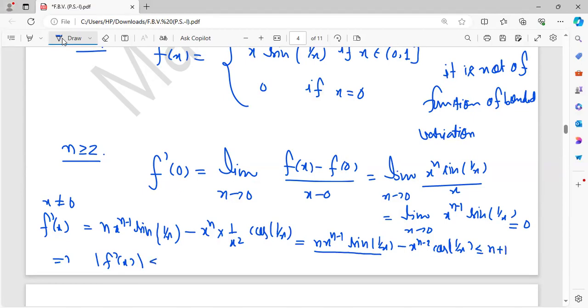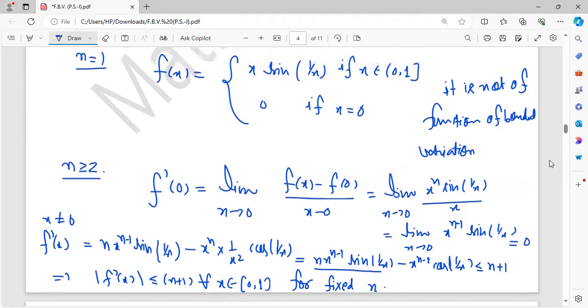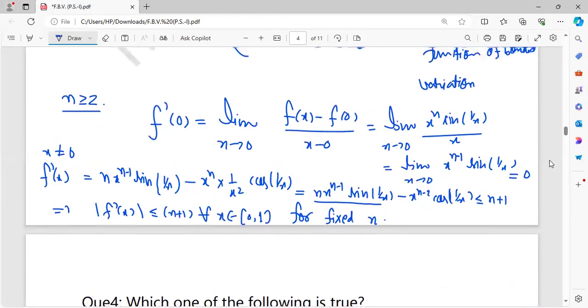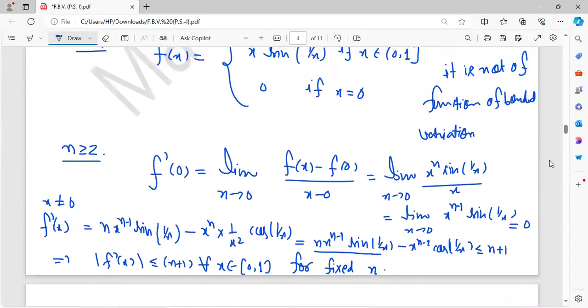So for fixed n, each f_n is bounded. Once you have a function that is differentiable and its derivative is bounded, then such functions are functions of bounded variation. So for n greater than or equal to 2, this implies f is of bounded variation.